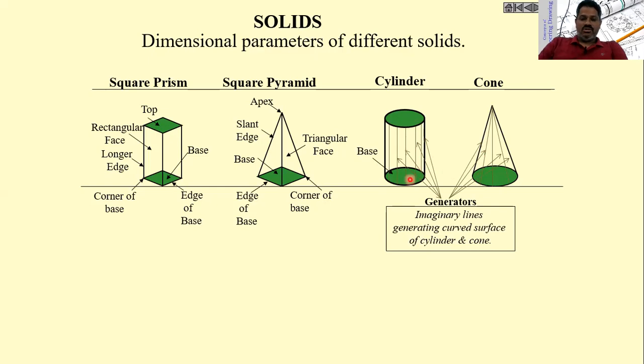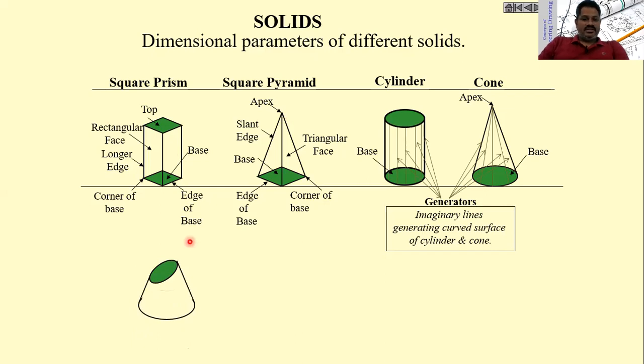Now the bottom is called the base. In the case of the cone, the point is called the apex, as in the case of the pyramid. In both cases, the point has the same name, that is apex. Then it is a base, same terminology.